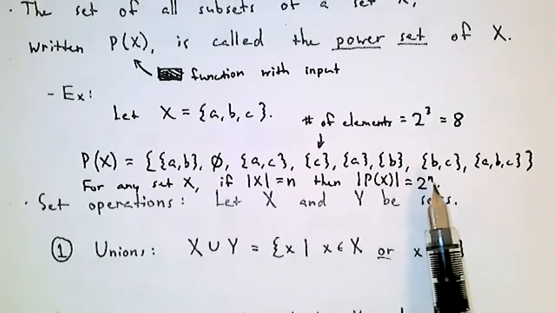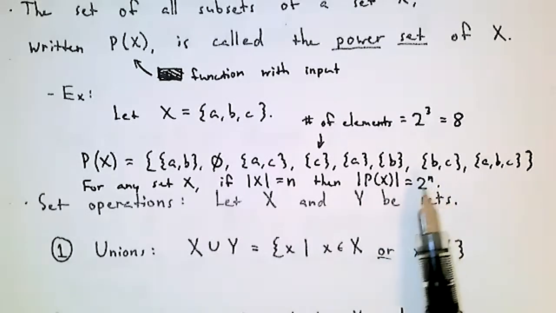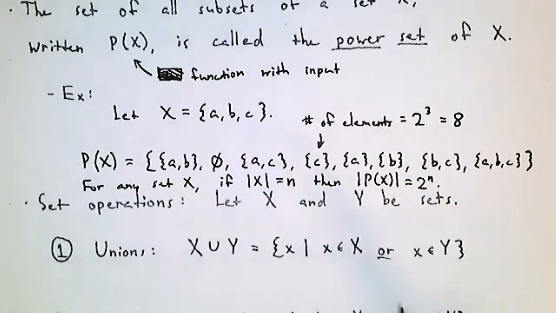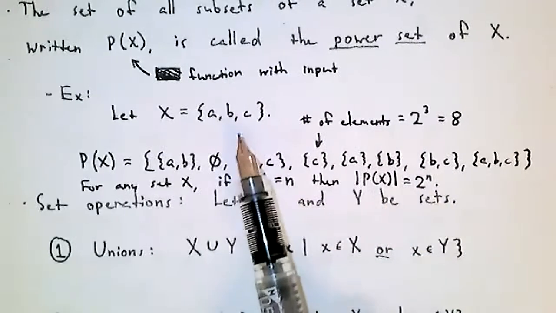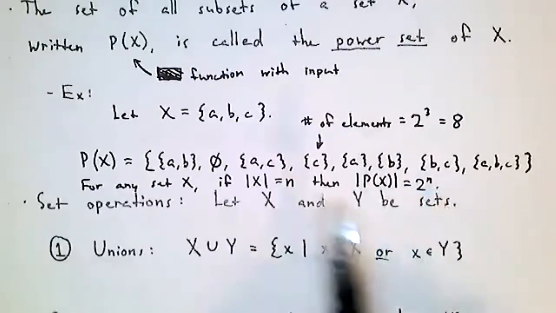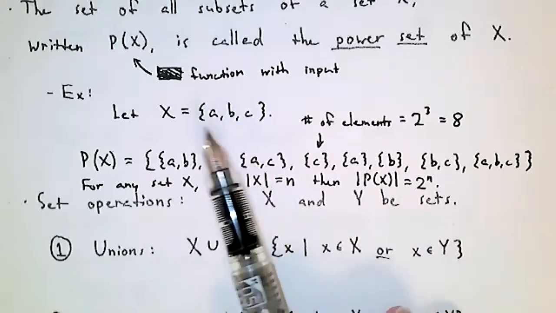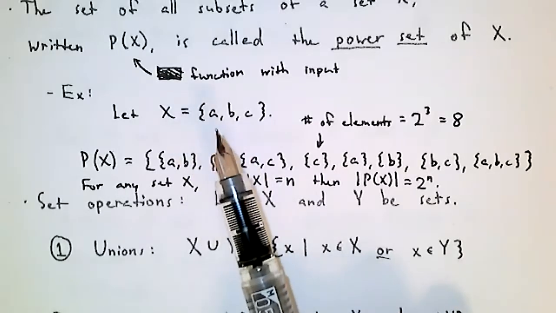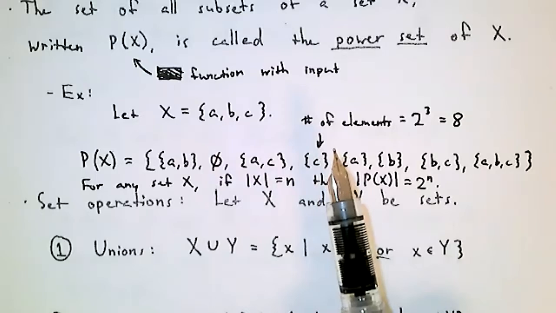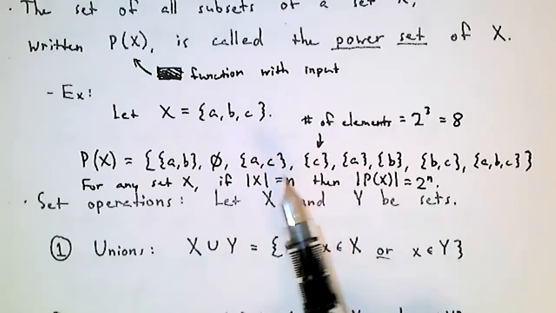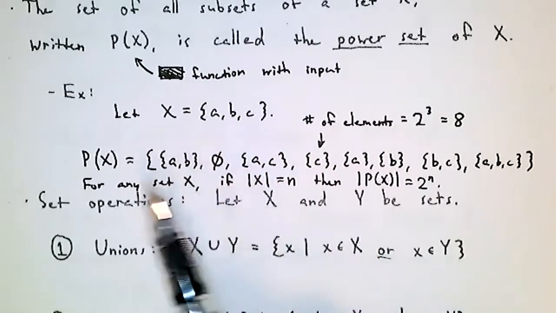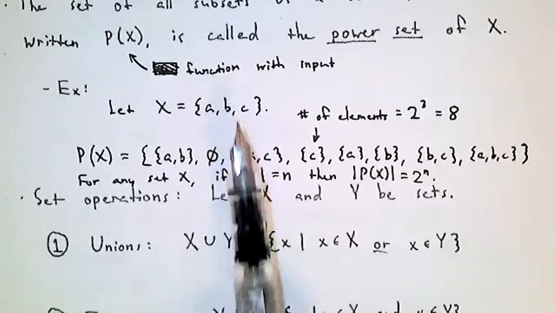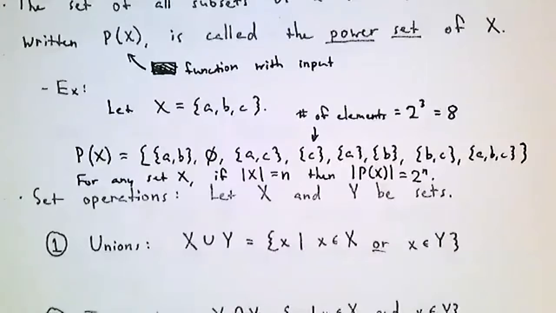Exponential growth, in the English language, means something that blows up really fast, like this. So if you have 10 elements, it's already over 1,000. If you had 100 elements in your set, which is still not that many, you would have over 1 million subsets. So you probably don't ever want to write out the power set for anything unless it's very small, like this one that only has 3 elements.